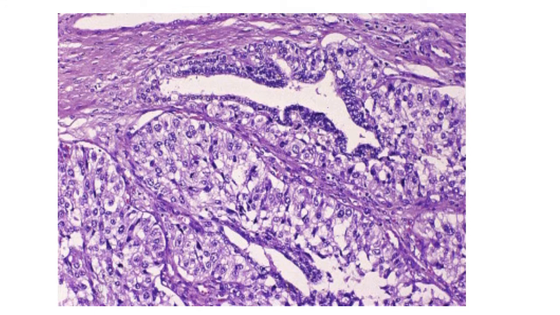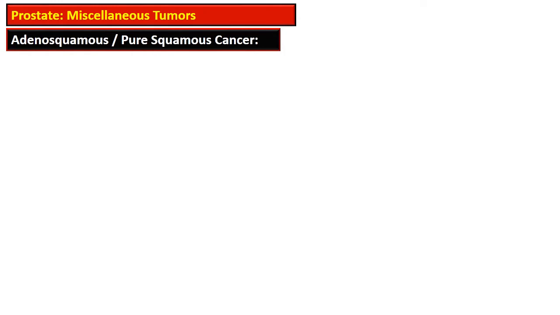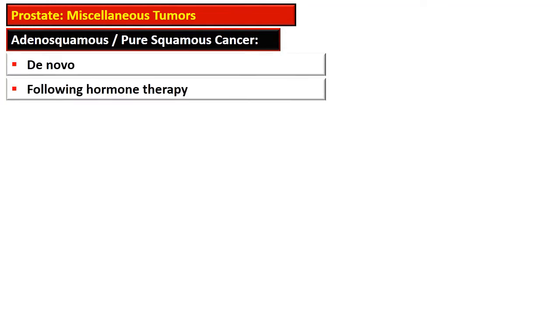In this photomicrograph, the primary urothelial carcinoma of the prostate is involving a large suburethral prostate duct. This picture closely resembles a urothelial carcinoma. It is important to differentiate this entity from tumor extension of the bladder or urethra. Adenosquamous carcinoma or pure squamous carcinoma may arise de novo, or they may result after anti-androgen therapy or hormonal therapy for the ordinary prostate carcinoma.